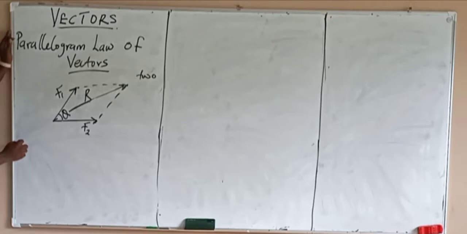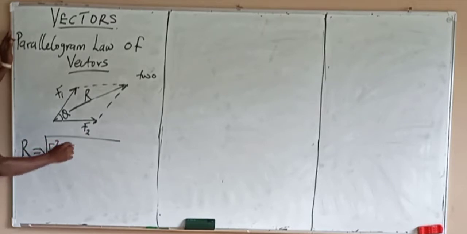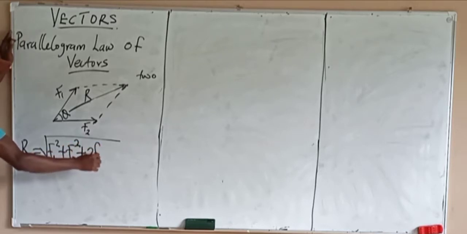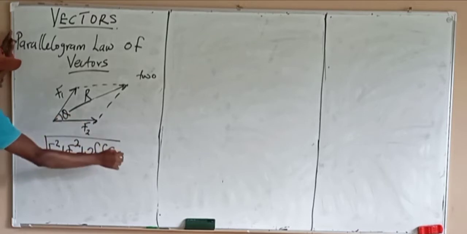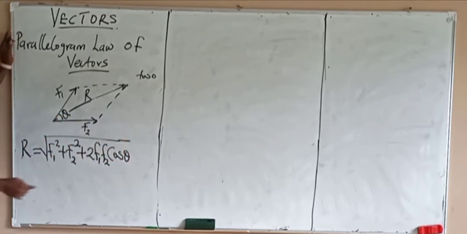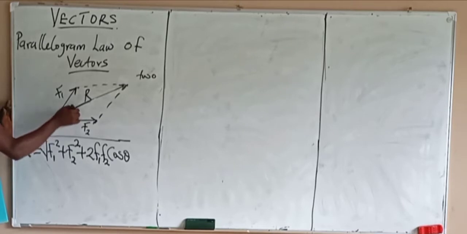Then let's look at this. If I ask you what is the value of R, how do you calculate R? The magnitude of R will be equal to the square root of the first vector squared, plus the second vector squared, plus 2 times the first vector, times the second vector, times the cosine of the angle between them. That's how we do it. Very important.